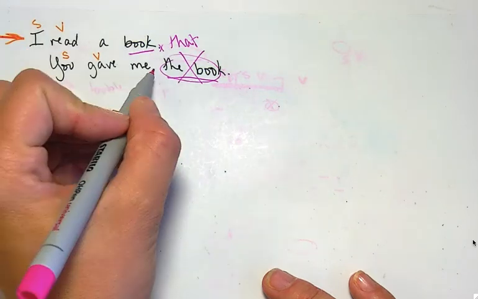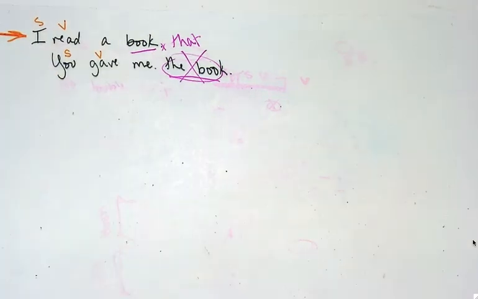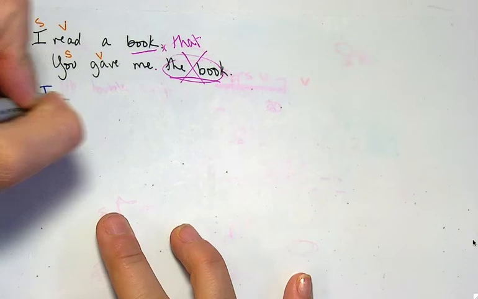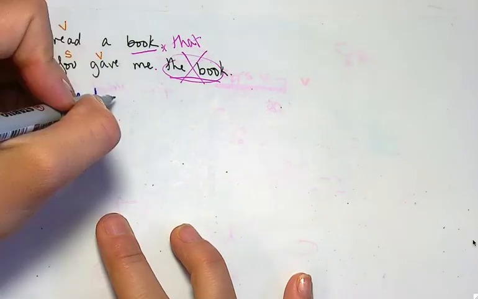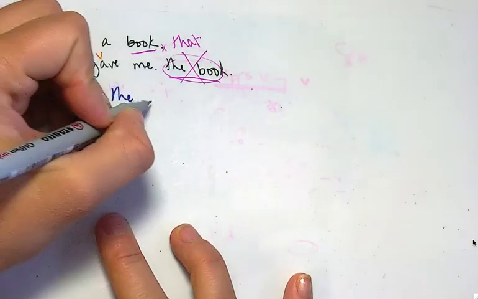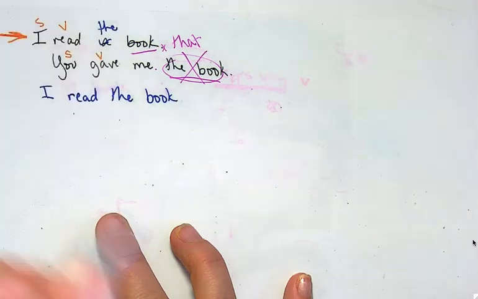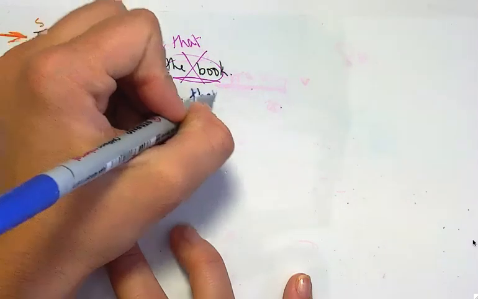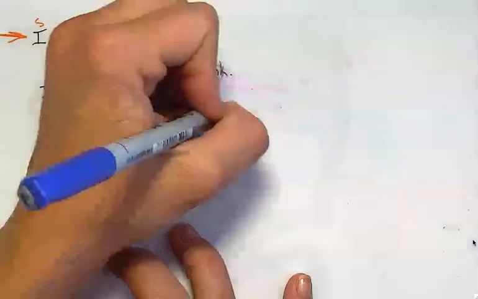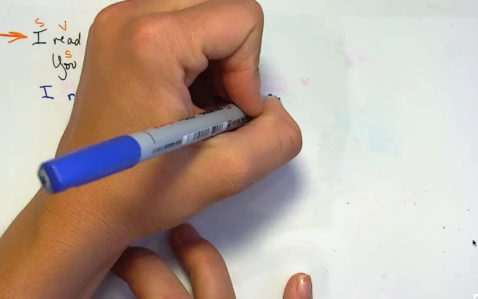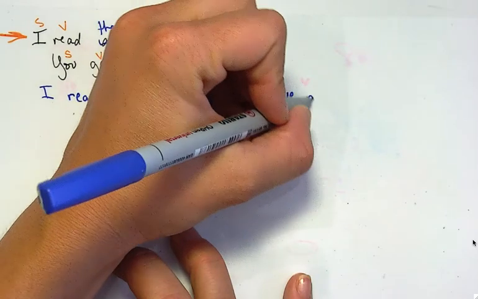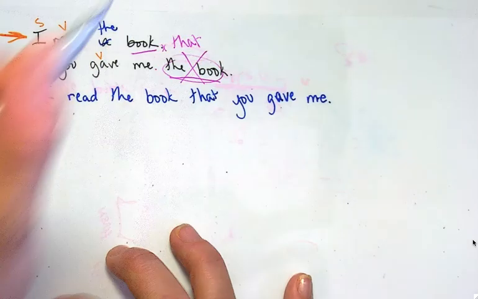And then we're going to put a period here. So our full sentence will look like, I read the book, or a book, we'll change it to, I read the book that you gave me, or you gave to me. I don't care which one.